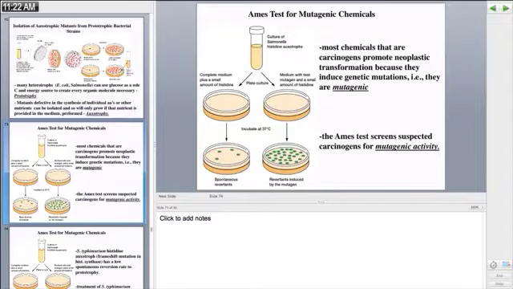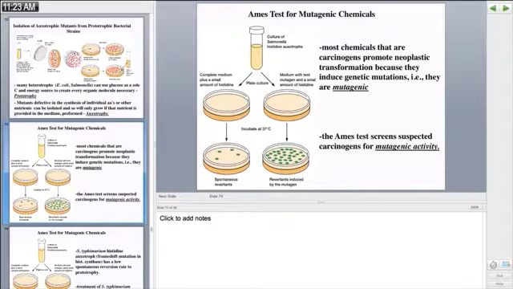The small amount of histidine allows these auxotrophs to divide a couple of times. Because remember, most chemicals cause damage, and you see the damage as a result of mutations which occur during replication. So the bacteria have to replicate a little bit, hence the small amount of histidine.